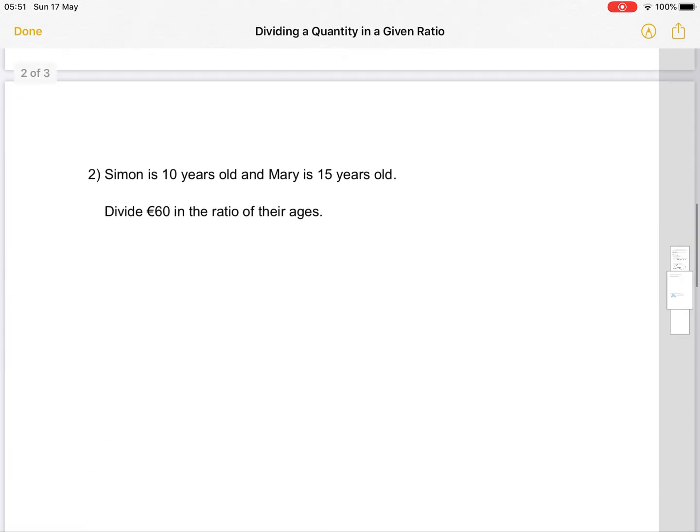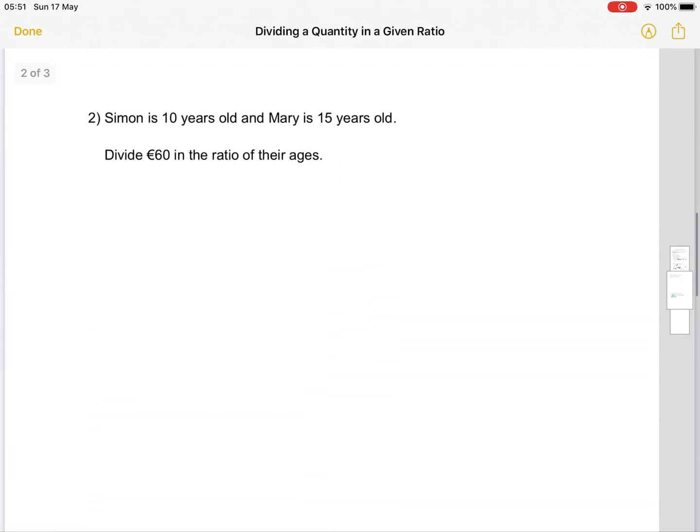Now, number 2. Simon is 10 years old and Mary is 15 years old. Divide 60 euro in the ratio of their ages. Let's write it down. I'm going to start with Simon and then Mary. So Simon is to Mary. Simon is 10 years old and Mary is 15. That can be simplified. It's better to work with smaller numbers, so let's simplify it.